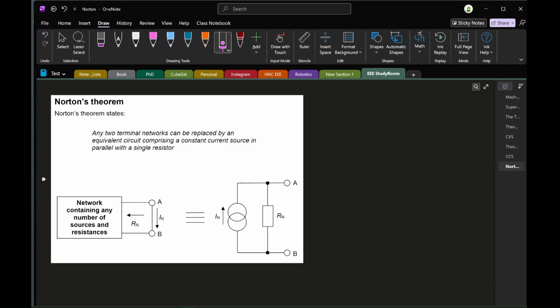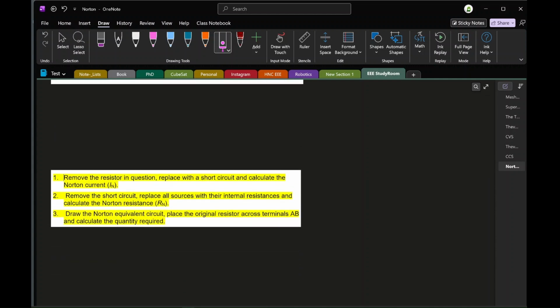The Norton resistance is equal to the resistance of the network measured between the points AB, again here, looking into the network. And what we've done is we've replaced all sources by their internal resistances. Once we work out the value of RN and IN, we can determine a range of circuit quantities, which we'll see once we've taken a quick look at the simple rules.